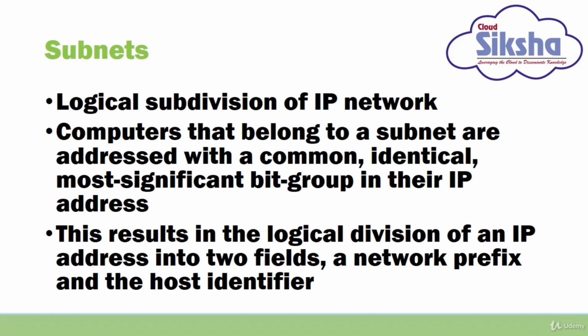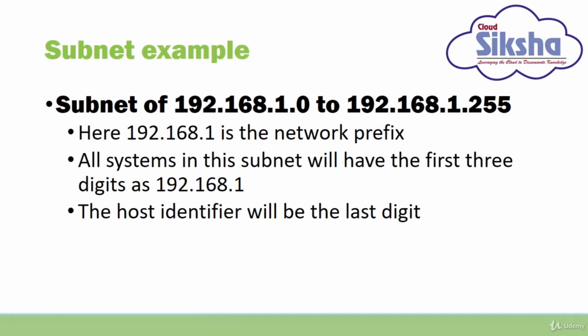So let's have an example here. I can have a subnet starting from address 192.168.1.0 all the way up to 192.168.1.255. Here the first 3 numbers, 192.168.1, is known as the network prefix, so that remains unchanged. Within your subnet, everybody has this prefix, that is 192.168.1. What changes is the last number, which can change from 0 to 255.